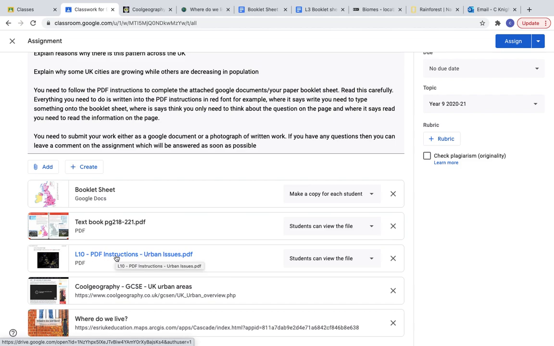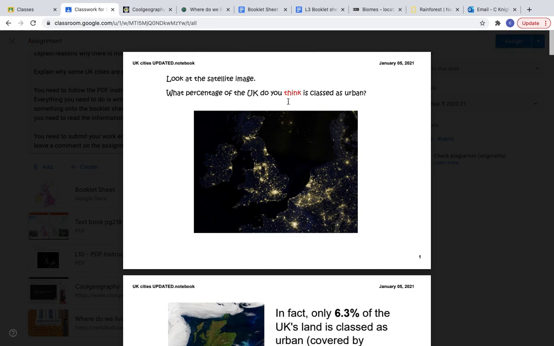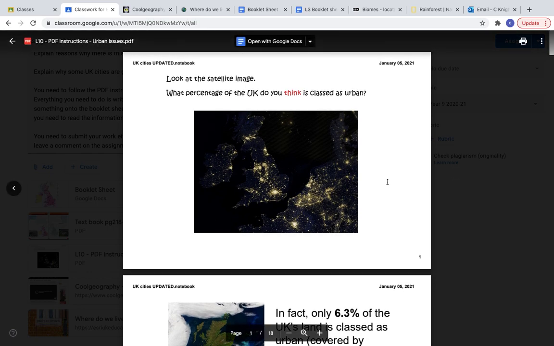So the PDF instructions is what we're going to start with. This is what I'd like you to start with, and we're going to just have a think about the percentage of the UK that's classified as urban. So where it says anything in red, this is what you'll be doing as the activity. So for this one, we're just thinking about it. Use the satellite image to help you. You can see some areas are lit up more than others, and that will help us to decide which areas are urban and which aren't.